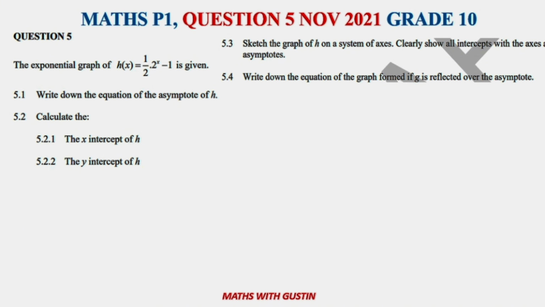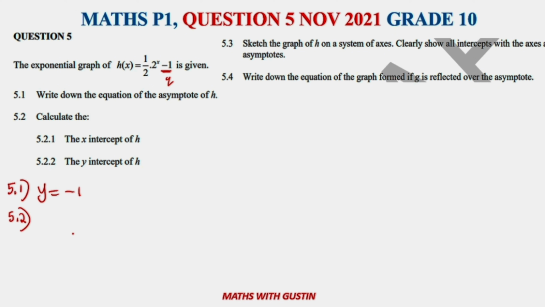All right, so today's question is an exponent. It's an exponent graph given by h of x equals half times 2 to the power of x, minus 1. And then they said to us we need to write down the equation of the asymptote. Asymptote is where the graph does not touch. On the general formula, it's simply given by this value here, which happens to be q. So our line of asymptote is going to be given by y equals minus 1. This is where the graph will not touch.